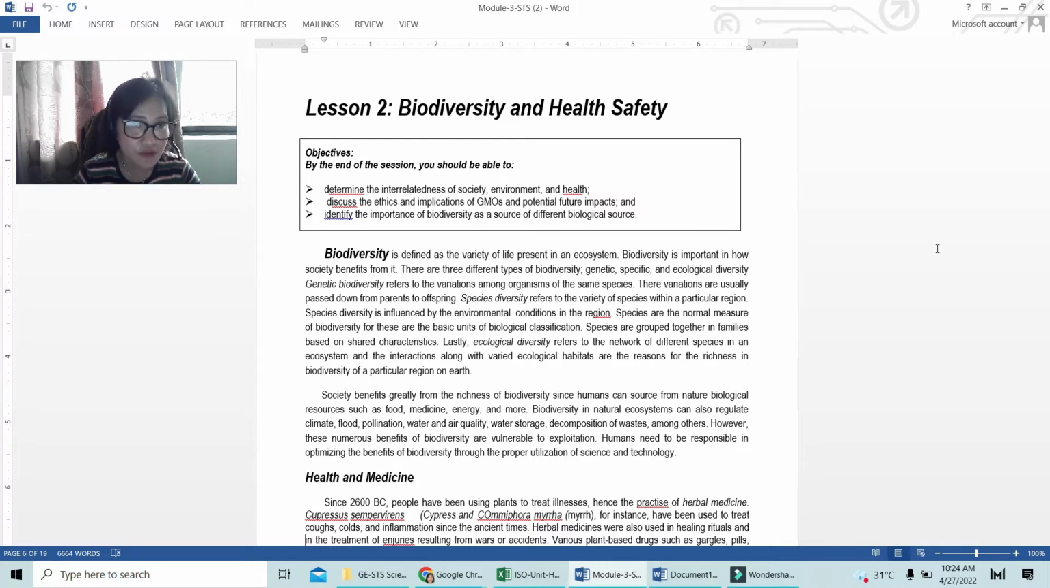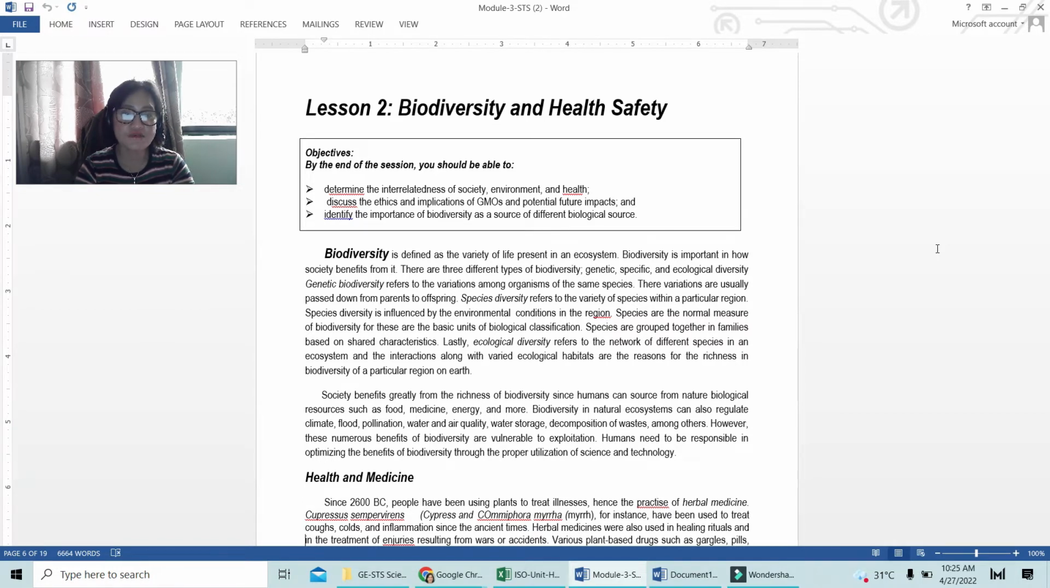So that is what we call diversity, the contribution to make us continue functioning in our daily lives. That depends on which aspect the biodiversity is in.